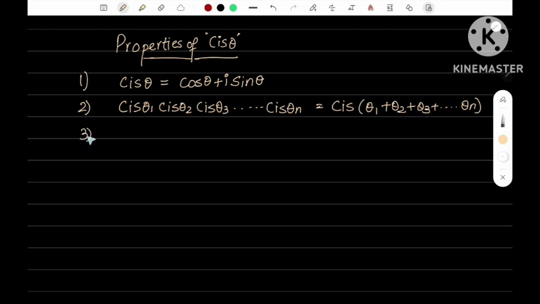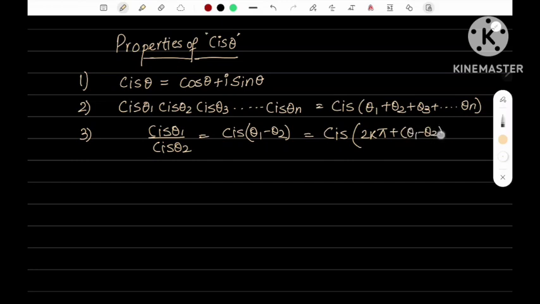Property number 3: cis theta 1 divided by cis theta 2 is equal to cis of theta 1 minus theta 2. And mind it, we can add or subtract any multiple of 2 pi, and the cis theta will remain the same. This can also be written as cis of 2k pi plus theta 1 minus theta 2, where k belongs to integers.